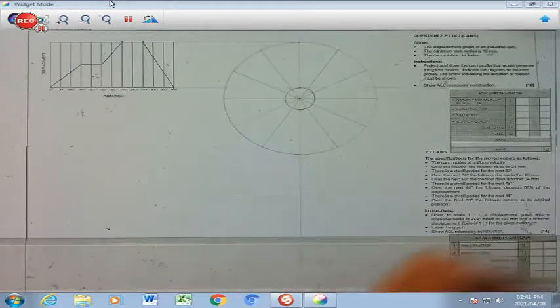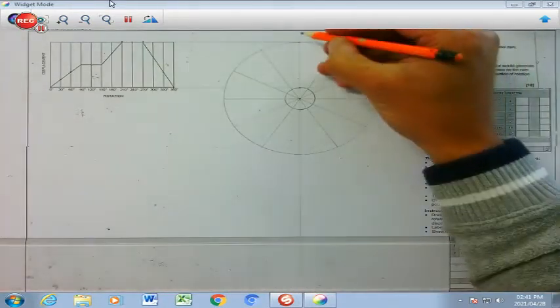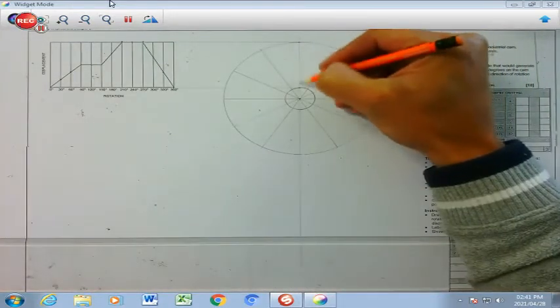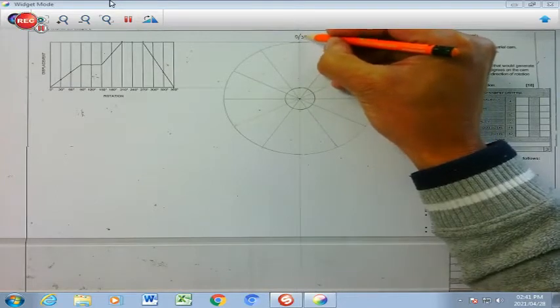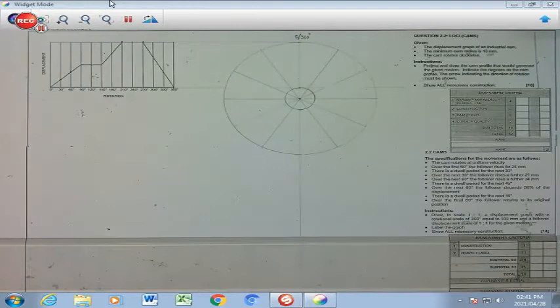Right. The next step is going to be that the top center here is going to be my 0 point slash 360. It's my start and my finish. It however says here that the cam will rotate in a clockwise direction. There it is in our instruction.